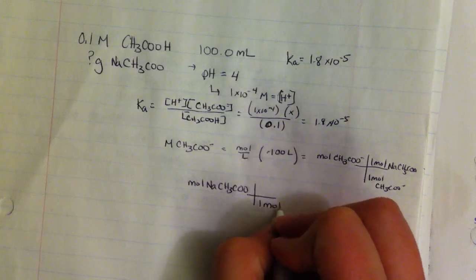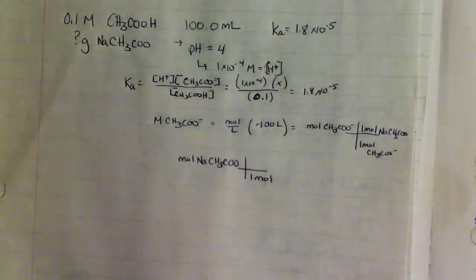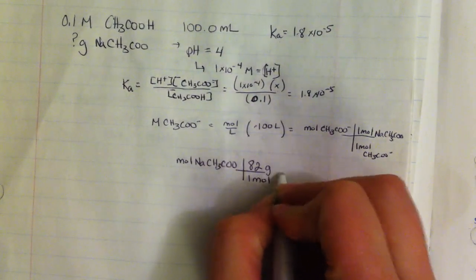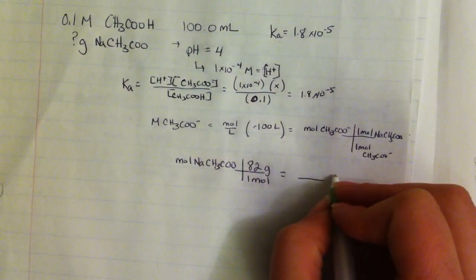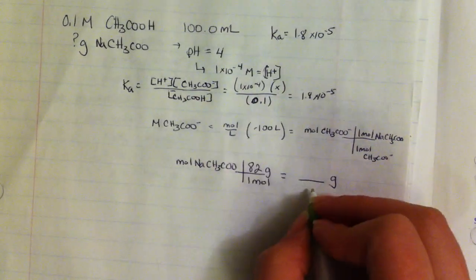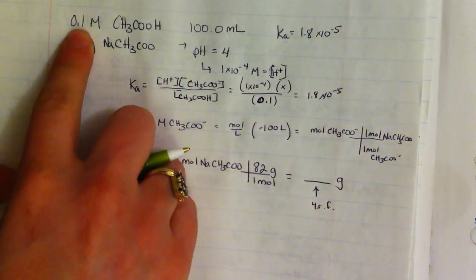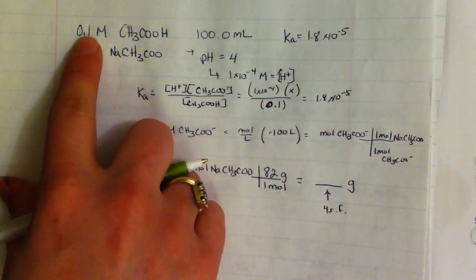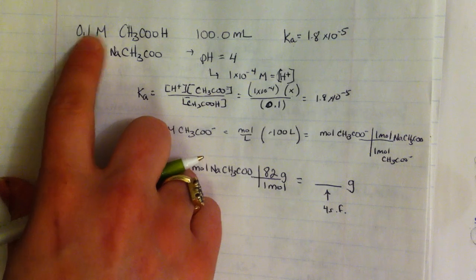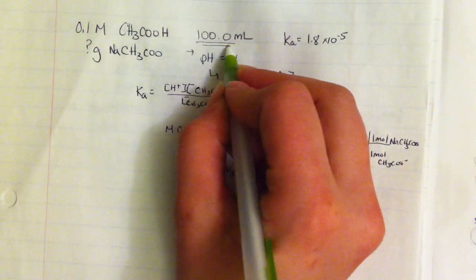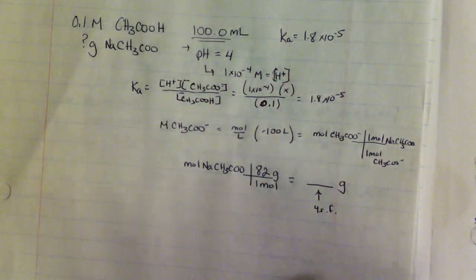So 1 mole is equal to however many grams are in this from the periodic table, and I think the number was 82 grams or so. And you're going to get some number of grams here. We want to use 4 sig figs because even though this is 1 sig fig, I found out that we don't look at the molarities. Those are derived, and this is actually my measurement. So we want to have 4 sig figs here.